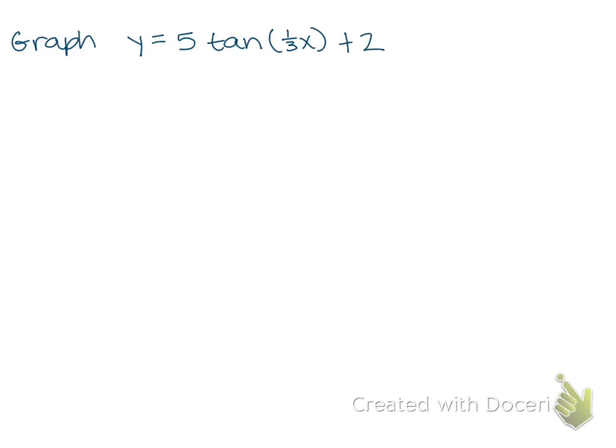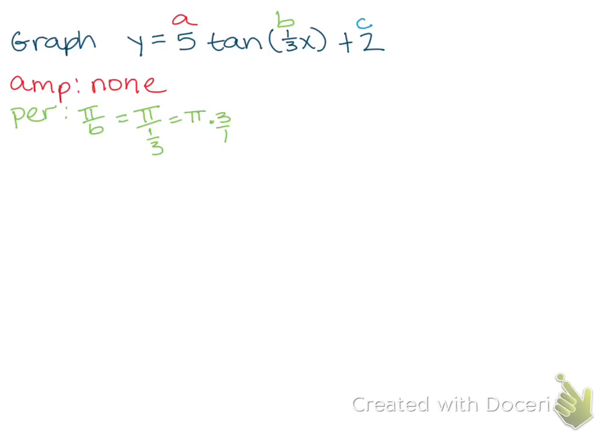All right, last example. Y equals 5 tangent 1 over 3x plus 2. This one's different because it has a middle other than 0. Okay, so here we go. There's my A, there's my B, and there's my C. My amplitude is none. The period is pi over b, so that's pi over 1/3. Remember, when you divide by a fraction, you flip the bottom and multiply. So it's pi times 3 over 1, which is 3 pi. And then my middle is my C, which is at 2.